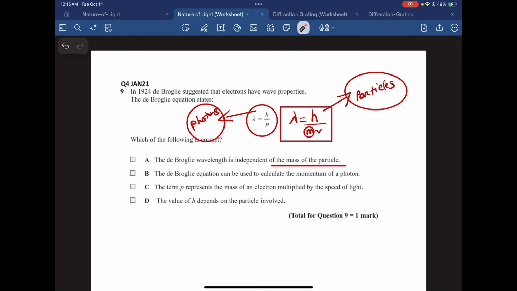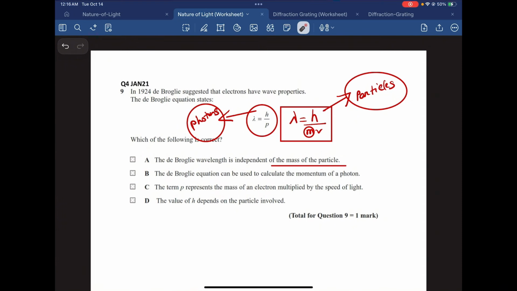The second part says the de Broglie equation can be used to calculate the momentum of a photon. Yes, exactly. We can use this formula to calculate the momentum of a photon, and we cannot break it down like this for photons because photons don't have any mass. Okay. The term p represents the mass of an electron multiplied by the speed of light.